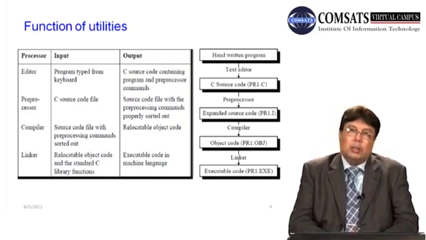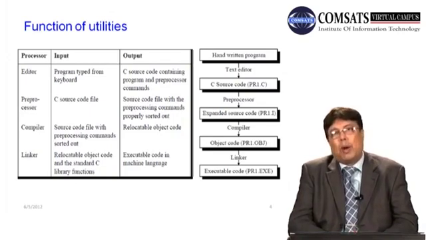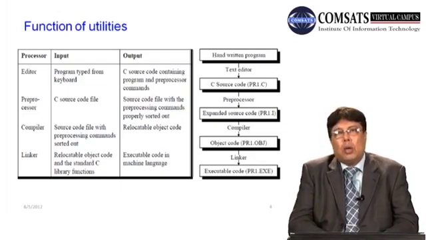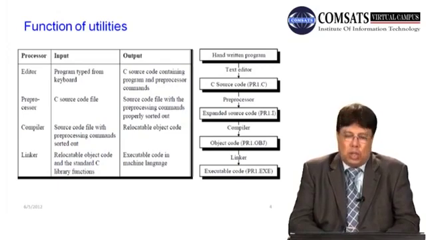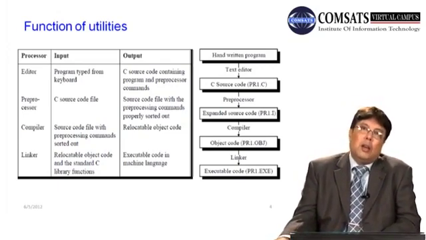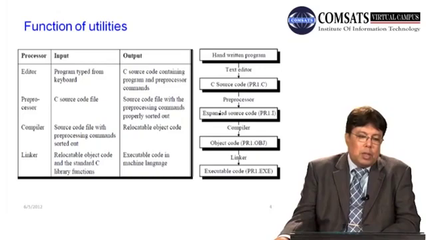So all the addresses are resolved and a map is provided by this utility, and your code is saved in the form of an executable. This is a code that is self-sufficient. This is code that you can run anywhere, anywhere meaning on any compatible machine. So these were the functions performed by the different utilities: the editor, the preprocessor, the compiler, and the linker.